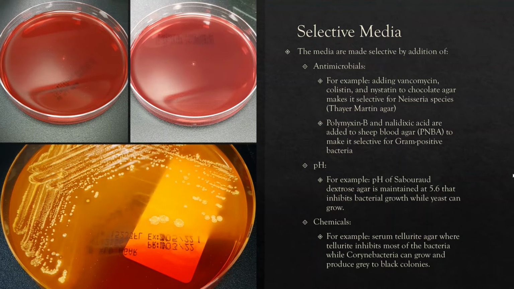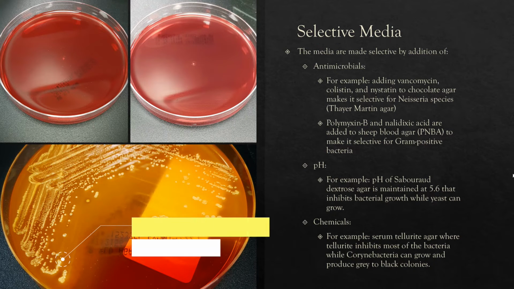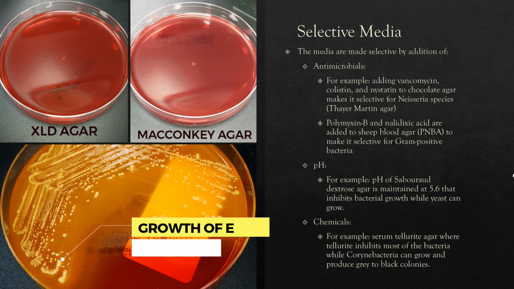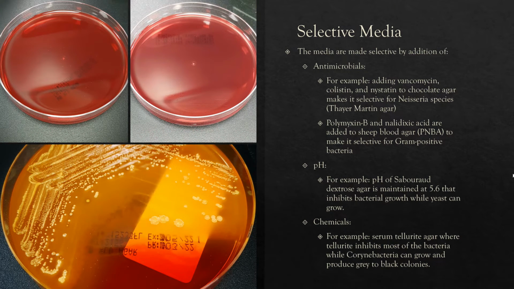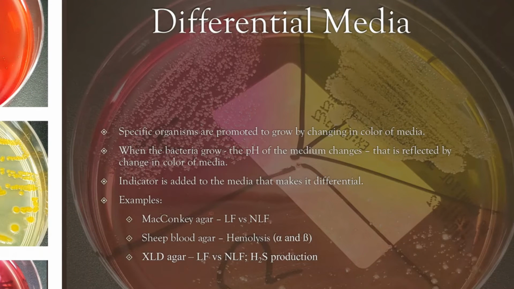Let's consider an example of a chemical added to a selective medium. Serum tellurite agar is used to grow Corynebacteria, while the tellurite added to it inhibits the growth of other microorganisms. And here are the pictures of selective media. The left side picture is of XLD and the right side is of MacConkey, and the lower one is XLD with growth, and the colonies are of lactose fermenting E. coli.